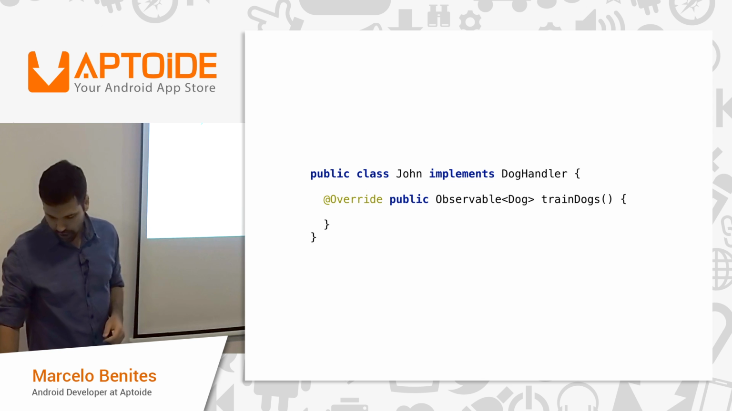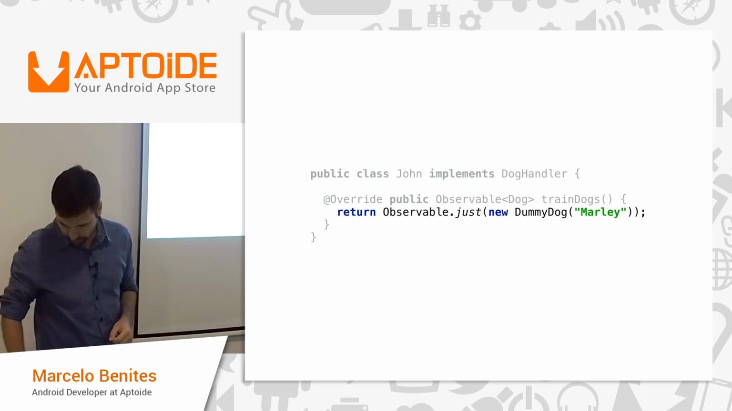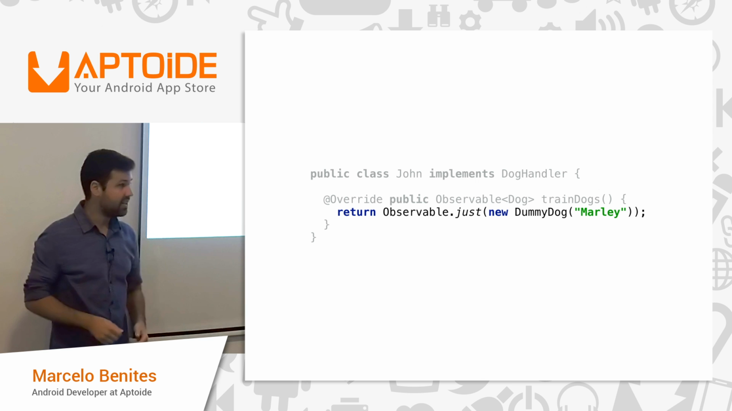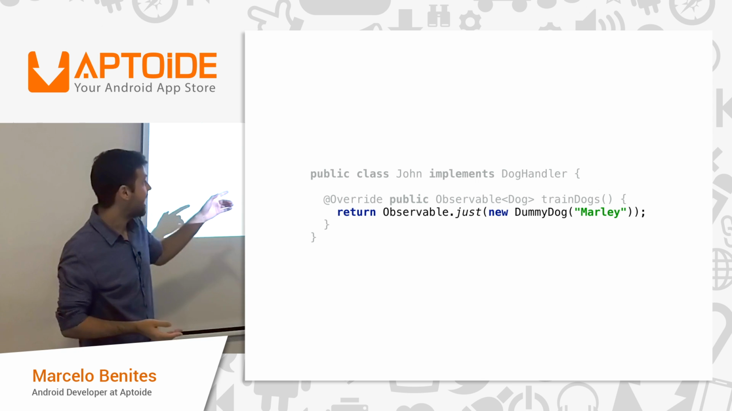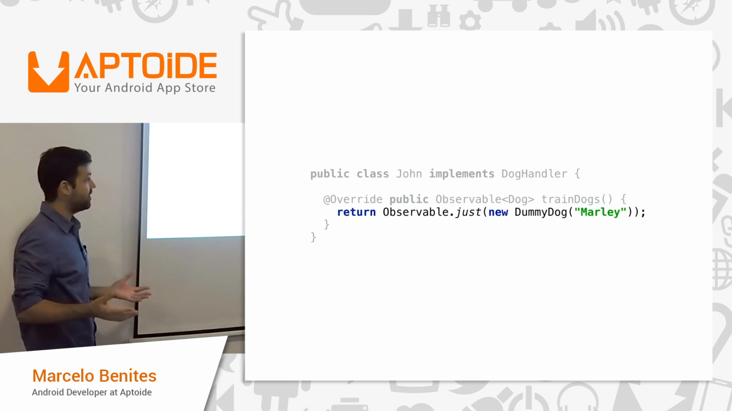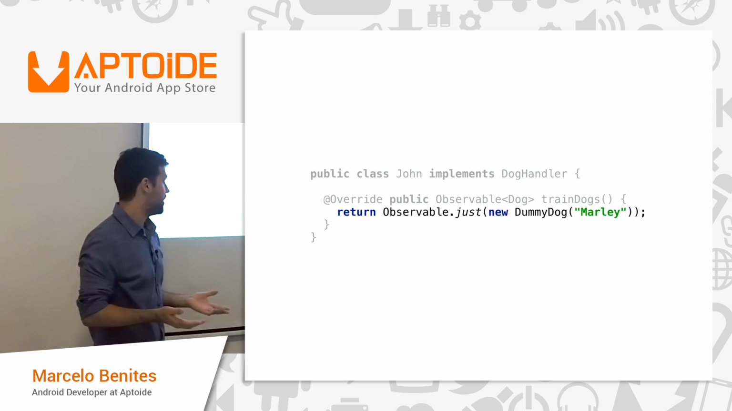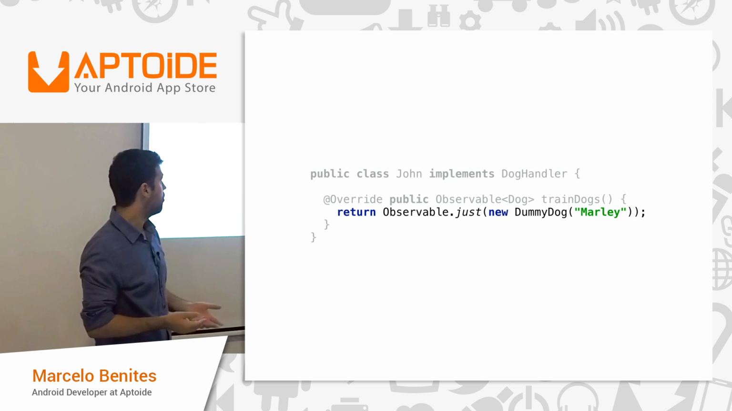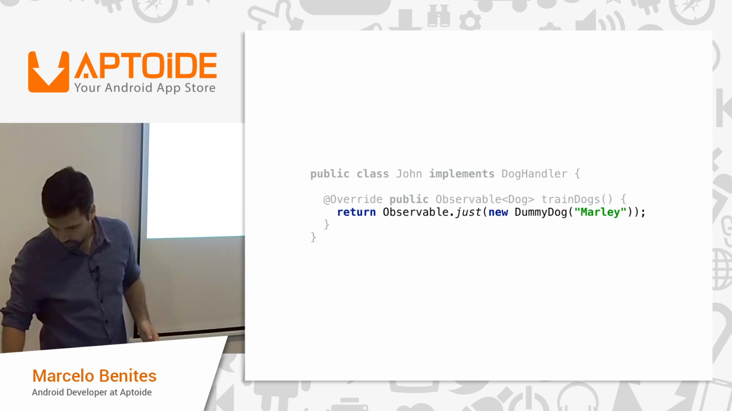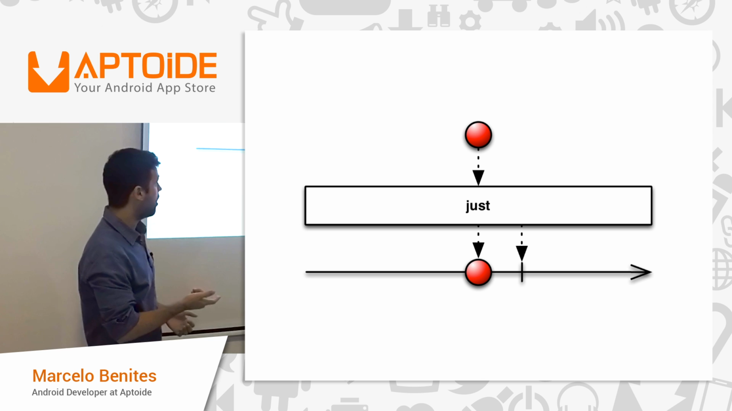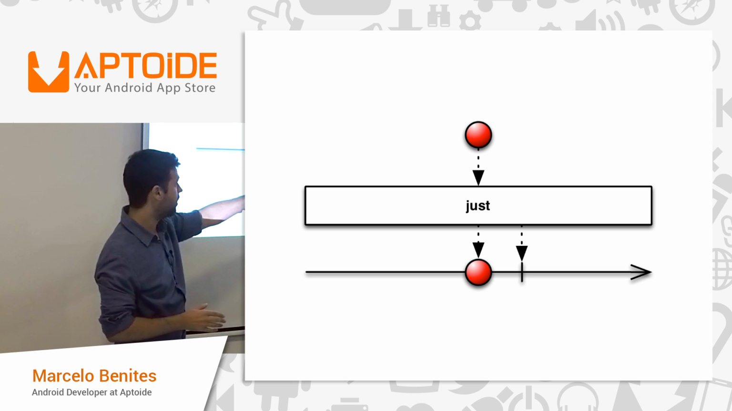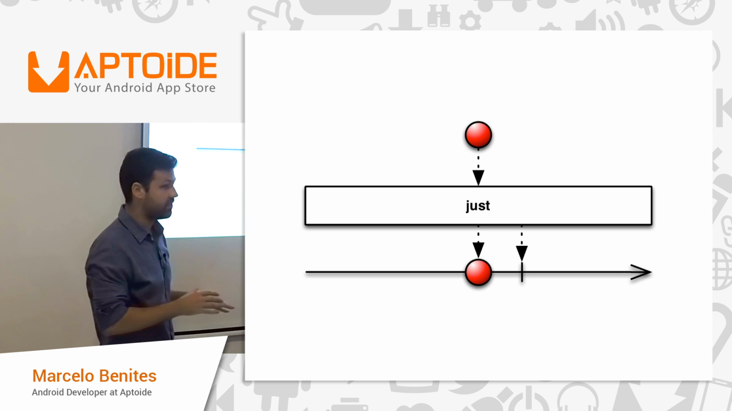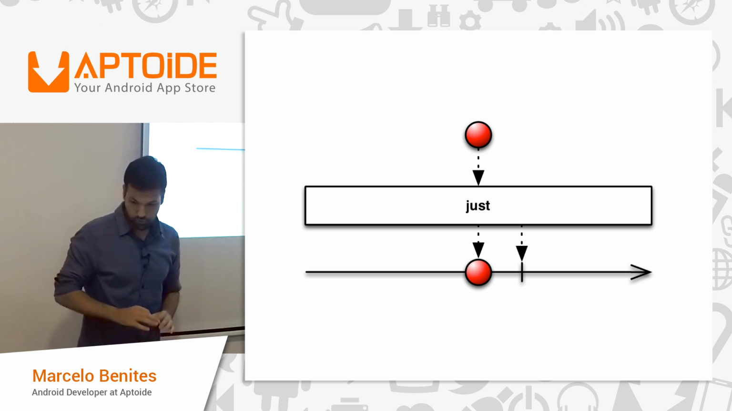So here's our Java implementation of dog handler. The first and simplest way to create an observable is by using the just static method in the observable class. We will just create a new dummy dog. It's not trained, but it's a dog, it implements the dog interface. His name is Marley. So what this observable is going to do is just emit the Marley dog, and then it's going to complete. You see by the completion event that I told you before, it's completed. It's not going to emit anything else anymore. It's pretty simple.